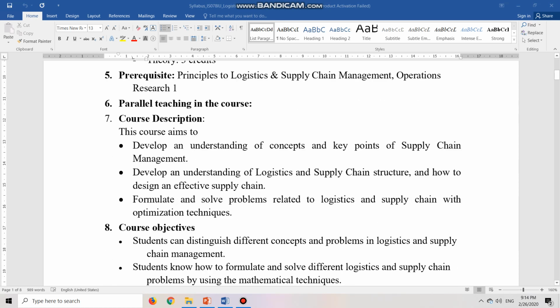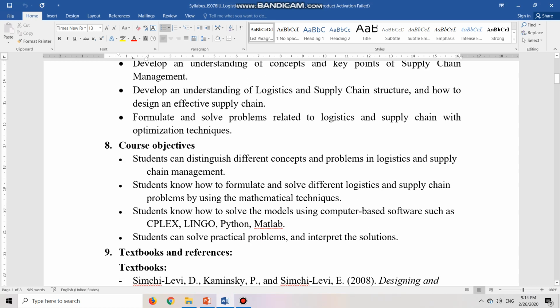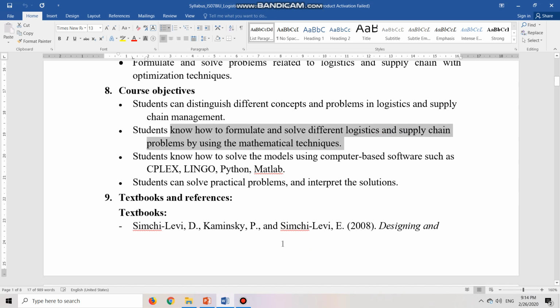After this course, you are required to know how to distinguish different concepts and problems in logistics and supply chain management. You also have to know how to formulate and solve different logistics and supply chain problems by using mathematical techniques. You also need to solve a model using computer-based software such as CPLEX, LINGO, Python, or MATLAB. You will show this via a project.